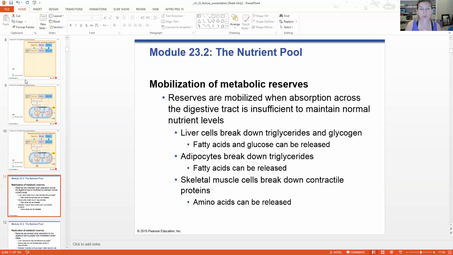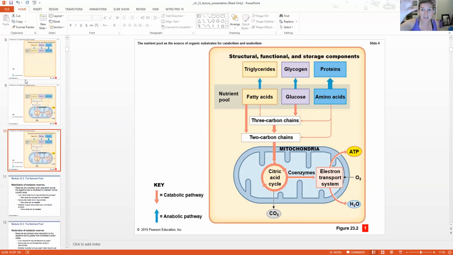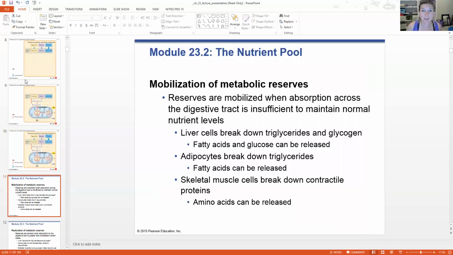So the reserves, our metabolic reserves, this is those triglycerides, this is the glycogen, this is all the stuff that's sitting around and not actively being used. Our metabolic reserves, so to speak, are that top row of molecules in this diagram: triglycerides, glycogen, and proteins. These are all kind of stored forms of energy. So how do we mobilize them? How do we get them able to be converted into ATP?